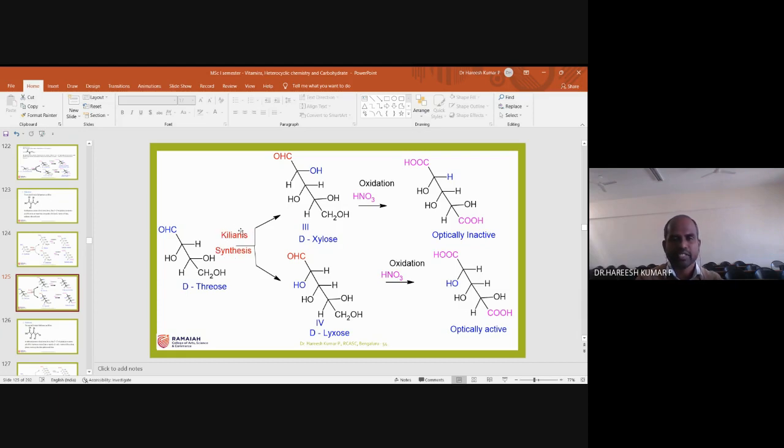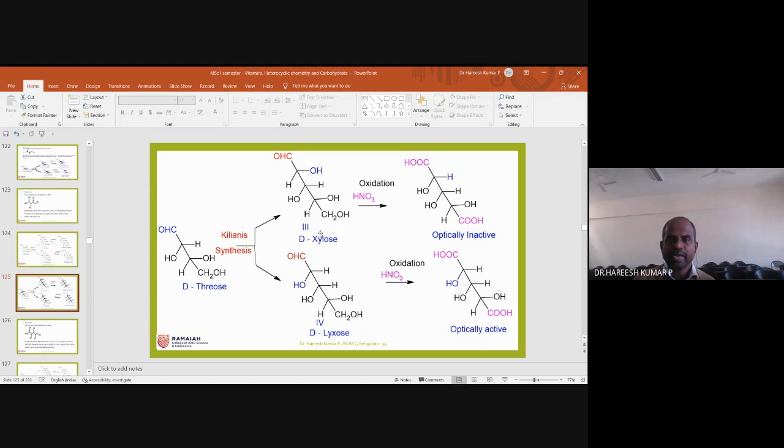So Kiliani-Fischer synthesis converts this CHO into CH(OH). In one molecule the hydroxy is on the right hand side, in another molecule it's on the left hand side. When the hydroxy is on the right hand side, it is called xylose. When the hydroxy is on the left hand side, it is called lyxose. And this CHO is newly introduced by employing Kiliani-Fischer synthesis.